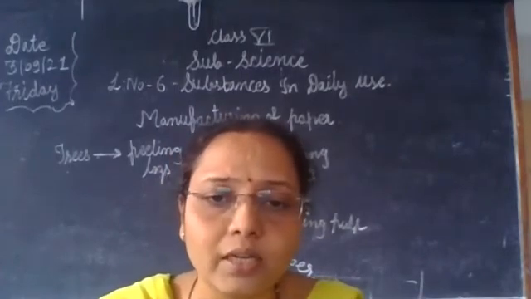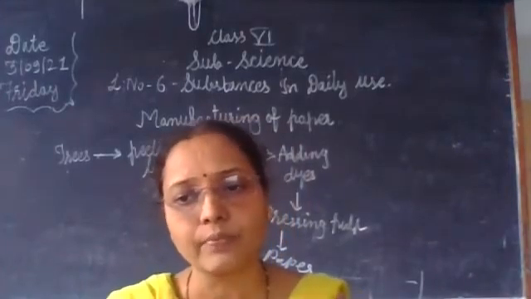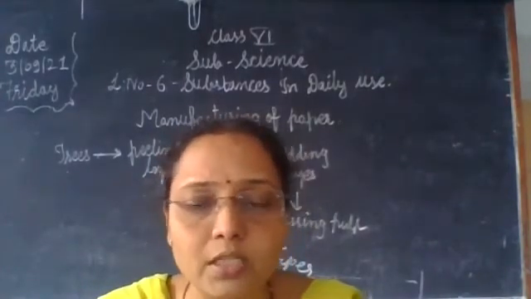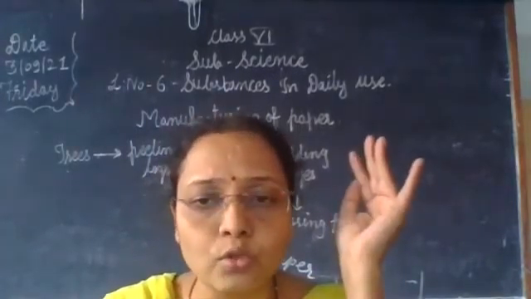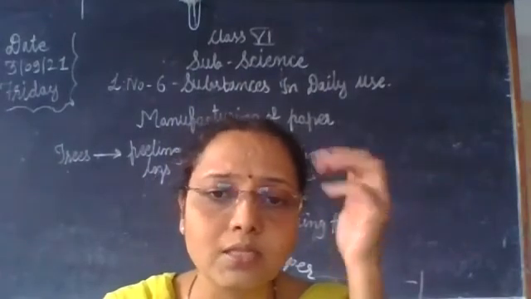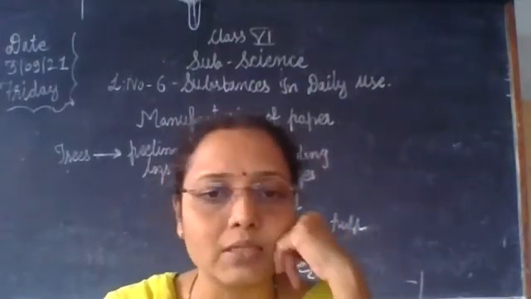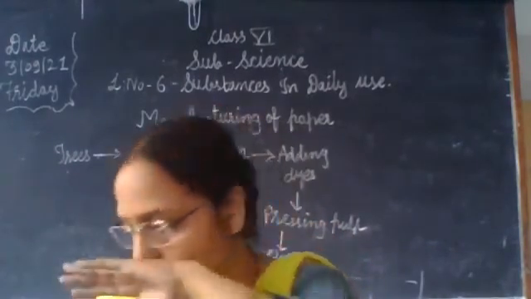Okay, that are the synthetic fiber. There are two types of fibers: one is natural fiber and the other is synthetic fiber. Natural fiber means cotton, wool, jute, silk, hemp, coir. These are some natural fibers that we obtain from plants and animals, right?